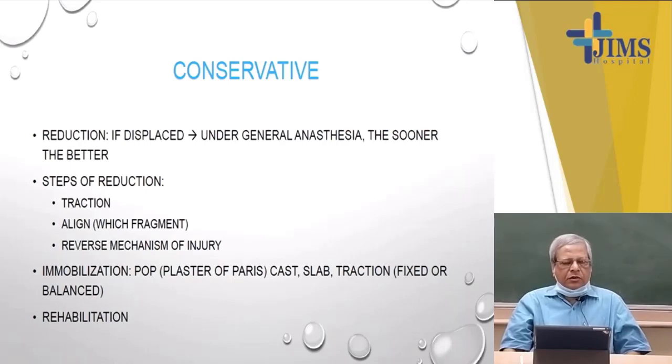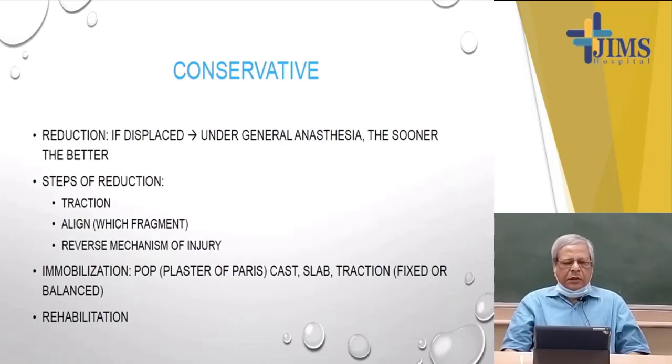If not reduced, further manipulations are done, then checked again by image intensifier. If it is in an acceptable or good position, then we want to retain this position. One is reduction, then is retaining the position. How to retain? Then we will have to immobilize it. Plaster of Paris cast, a total encircling plaster of Paris bandage, or in some cases, traction, such as in trochanteric fracture.